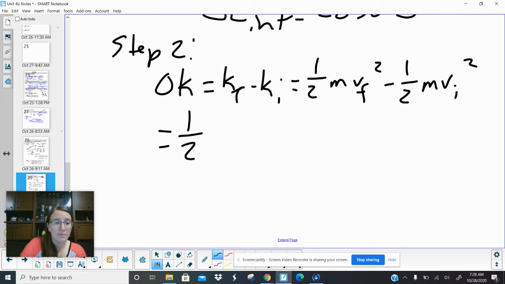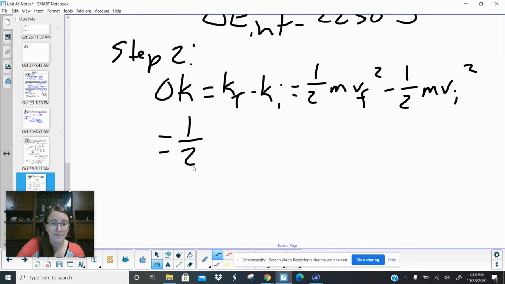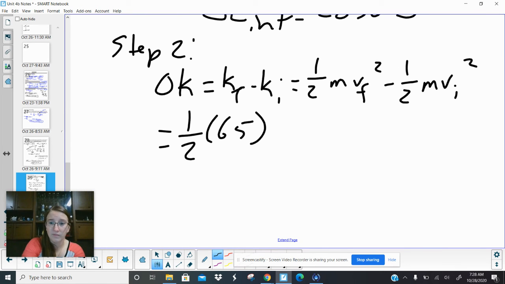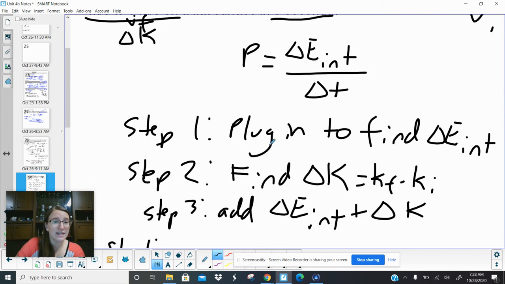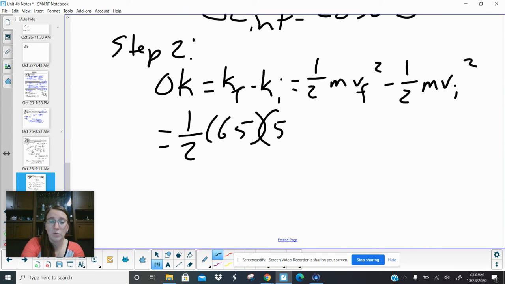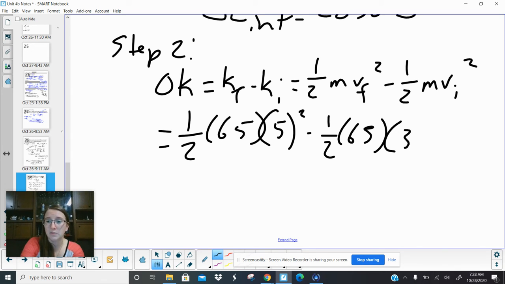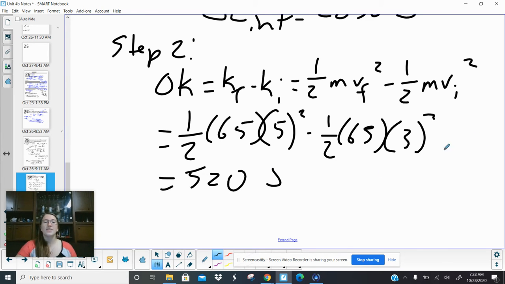We've got 1/2, our mass is, what did we say? 65. Our speed final is 5 meters per second squared, minus 1/2, our mass is 65, our initial speed was 3. Let's go ahead and plug this in. We got 0.5 times 65 times 5 squared. Where's my square button? There you are. Minus 0.5 times 65 times 3 squared. Okay, we should get 520 joules.